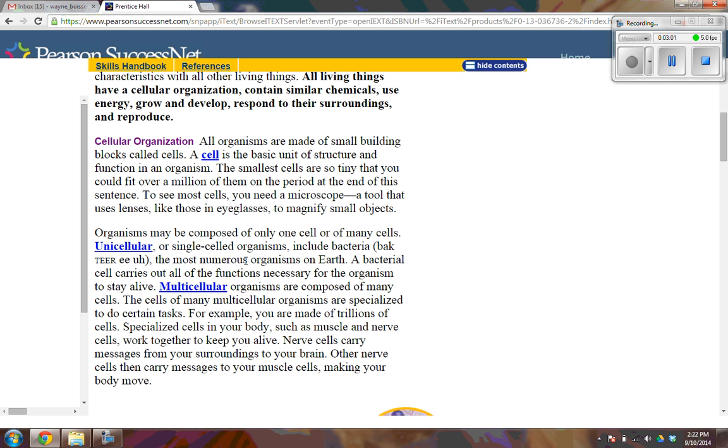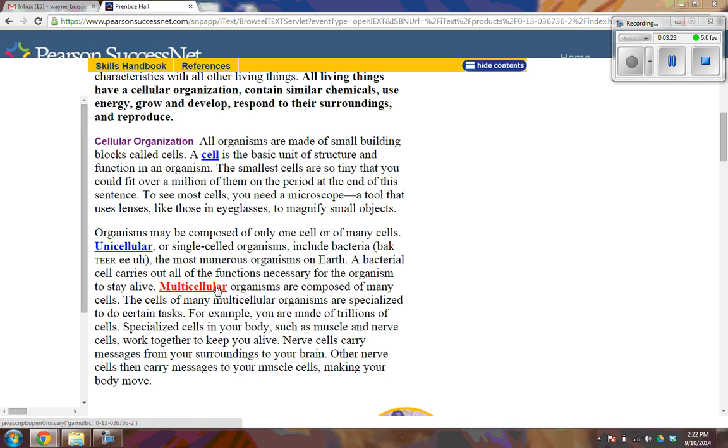A bacteria cell carries out all of the functions necessary for the organism to stay alive. So think about this for a moment. If you had one cell, like a bacteria cell, you could do all the things you need to survive. Get food, release waste, reproduce. It's amazing that a single cell can do that.